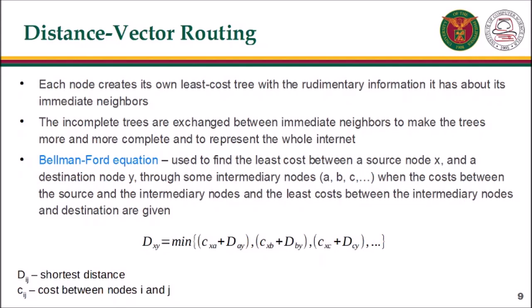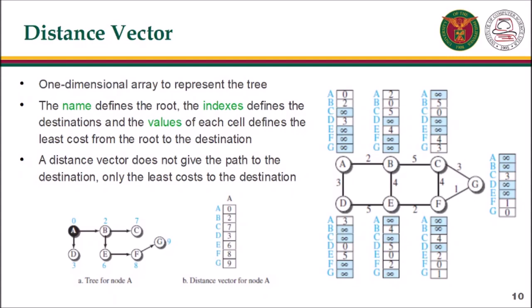This equation is used to find the least cost between the source node and the destination node through some intermediary nodes when the costs between the source and the intermediary nodes and the least cost between the intermediary nodes and the destination are given. The concept of a distance vector is the rationale for the name distance vector routing. A least cost tree is a combination of least cost paths from the root of the tree to all destinations. These paths are graphically glued together to form the tree. Distance vector routing unglues these paths and creates a distance vector, a one-dimensional array to represent the tree.